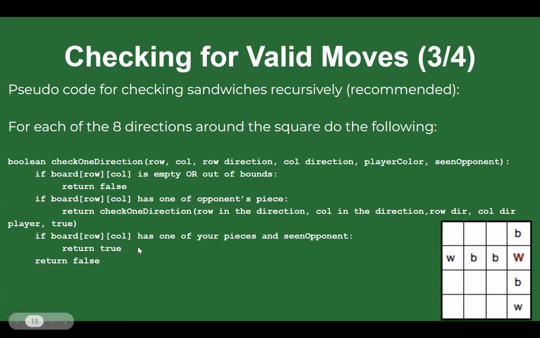So now if the piece we're at is one of our pieces, and we've seen an opponent, that means we can make a sandwich. So that's the true condition. And then if none of these conditions are met, if we never find true, we just default to returning false.